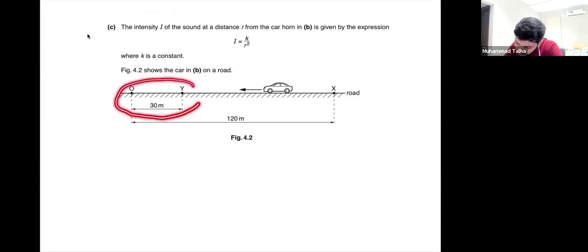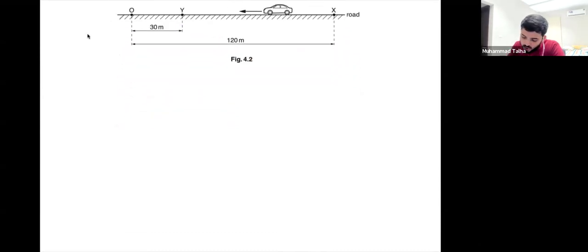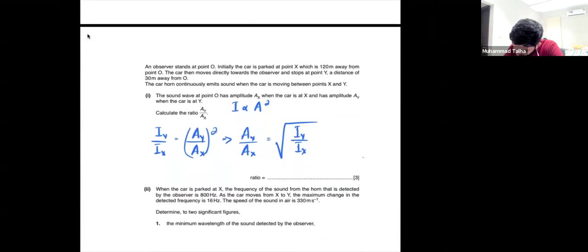So at Y, the distance is 30 and at X, the distance is 120, right? So distance, but again, intensity is in itself K over R squared. So this is K over 30 squared for Y, and it's going to be K over 120 squared for X, right? So let me just write this here.